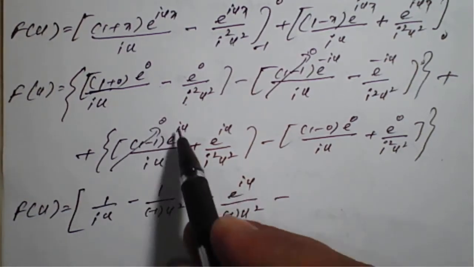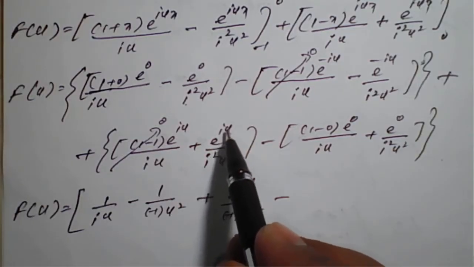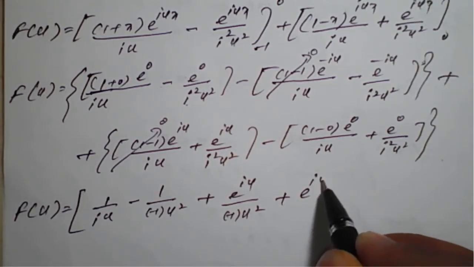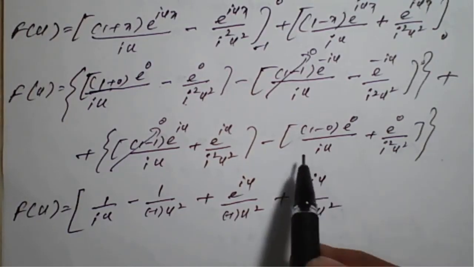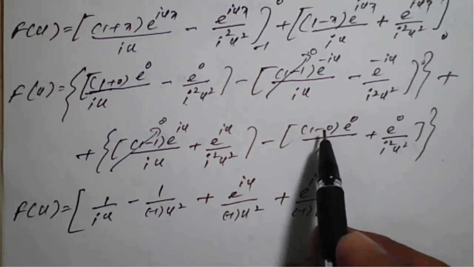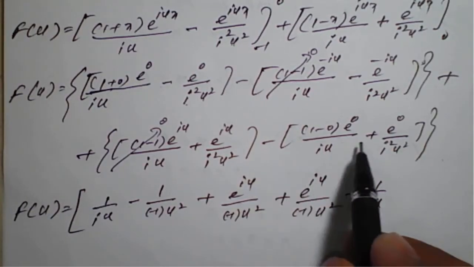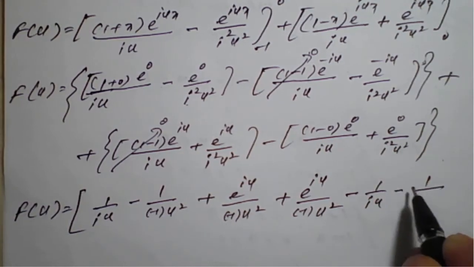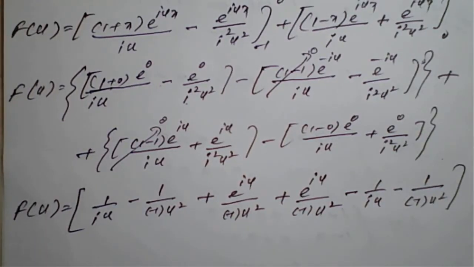so this entire term will become 0. Then we have e raised to iu upon i squared, so plus plus is plus again, so e raised to iu divided by i squared is again minus 1 into u squared. Then 1 minus 0 is 1, 1 into e raised to 0 is what here, 1, that is 1 into 1 is 1, so again minus 1 upon iu. So minus into plus is again minus, e raised to 0 is 1 upon i squared is minus 1 into u squared.